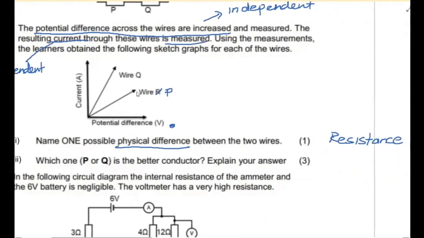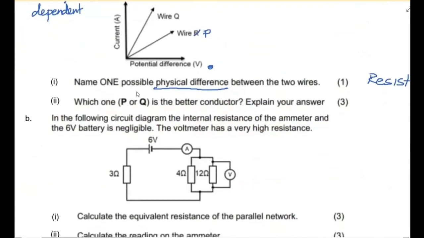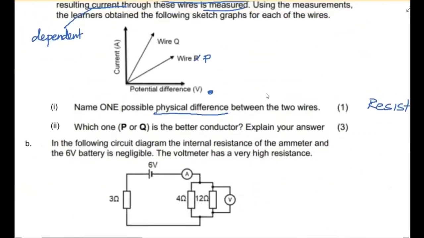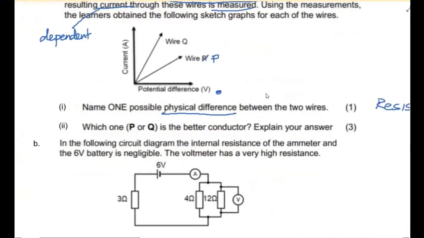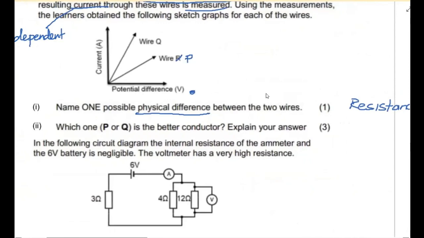Now they're asking which of P and Q is a better conductor. So what is a better conductor? We like to use copper wire in our wires at home. Why do we like to use copper wire? What is the reason? It has a lot of properties, but in terms of what we're doing at the moment, what is an important property that copper has compared to others? Well done. It's got low resistance. And that makes copper a better conductor.